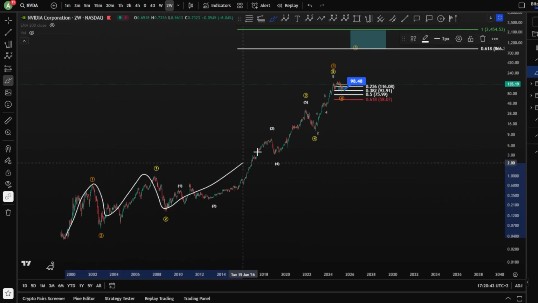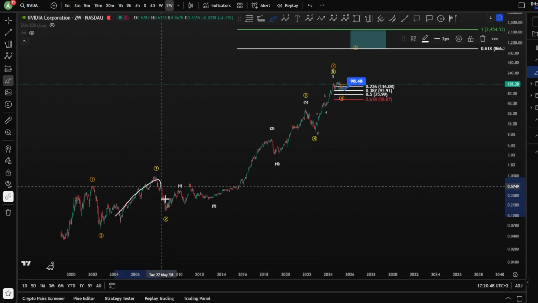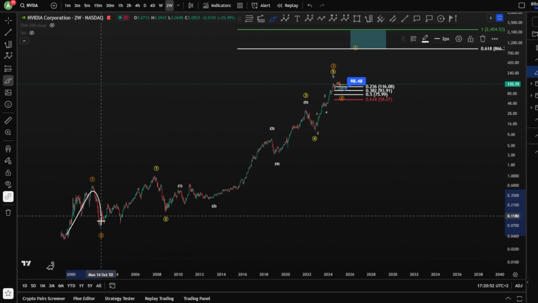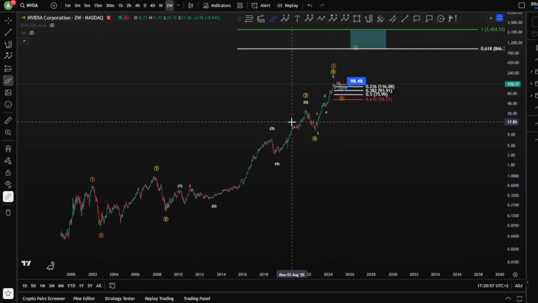So we have a double 1, 2, 3, 4, and a 5. We have finished an impulse 1, 2, 3, 4, 5, which is your main wave 3 in the orange scenario, where we are looking at 1, 2, 3, 4, and a 5 continuation toward the upside.